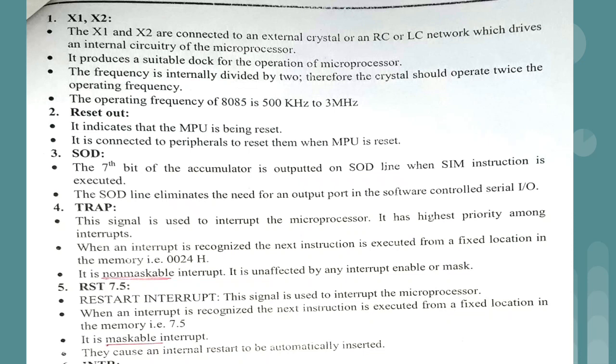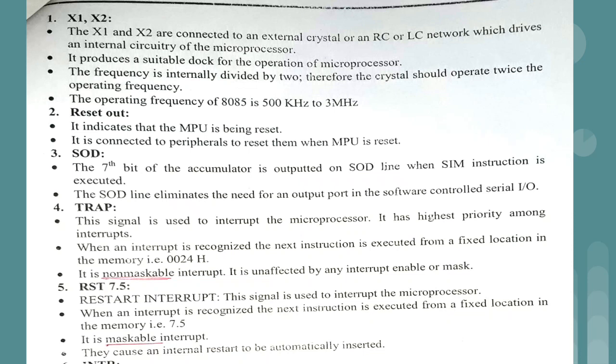which drives the internal circuitry of the microprocessor. It produces a suitable clock for the operation of the microprocessor. It means the kind of environment it creates for the microprocessor, so that the microprocessor will perform the operation properly. The frequency is internally divided by 2. Therefore, the crystal should operate at twice the operating frequency.